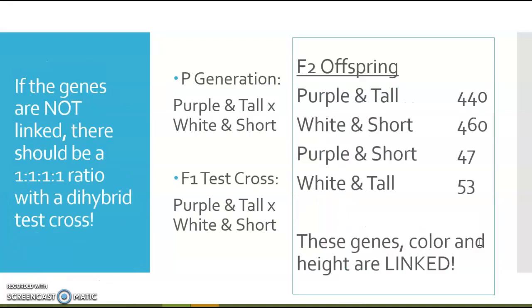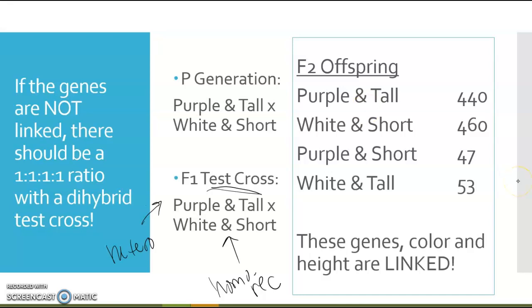So, coming to this example, what we're going to see here is you took parental generation, P generation, you're having purebred purple and purebred tall crossed with the purebred white and short, okay? Then what you're going to do is you're going to take the F1 test cross. So we're not making the F2 generation as in crossing two F1s, but we're doing an F1 test cross where we're taking heterozygous individual here, heterozygous, crossed with a homozygous recessive. Okay, so that's what this test cross is showing.